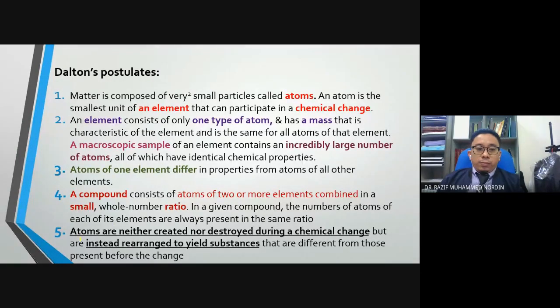And then a compound may consist of two or more elements combined in a small whole number ratio. In a given compound, the number of atoms of each element is always present in the same ratio. Atoms are neither created nor destroyed during chemical change, but are instead rearranged to yield different substances or products. Okay, different results.